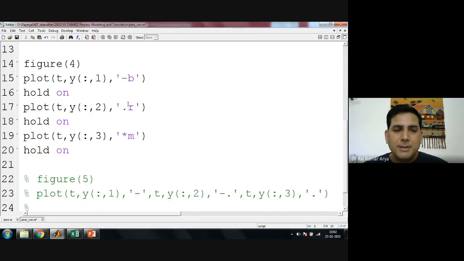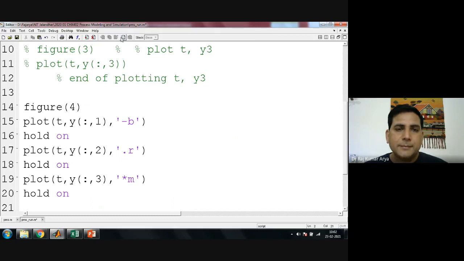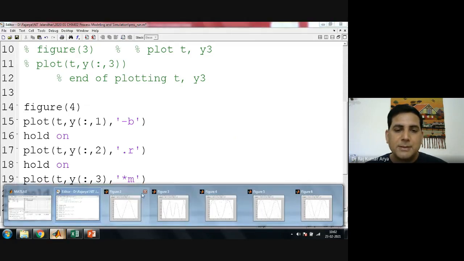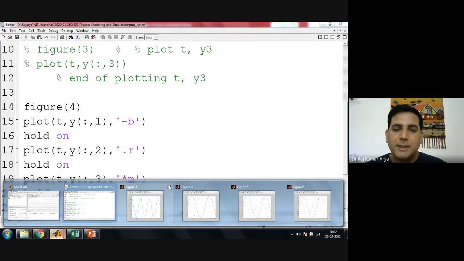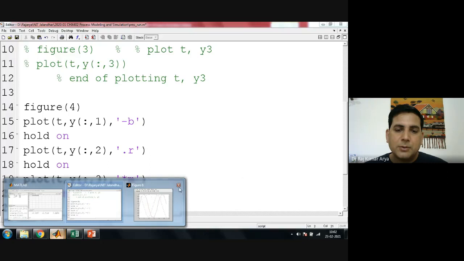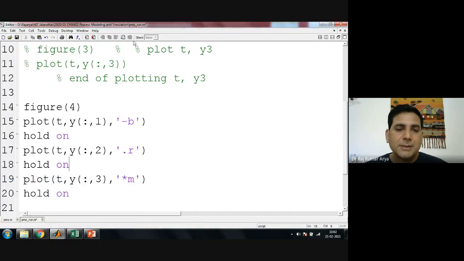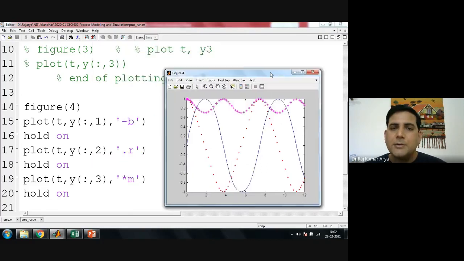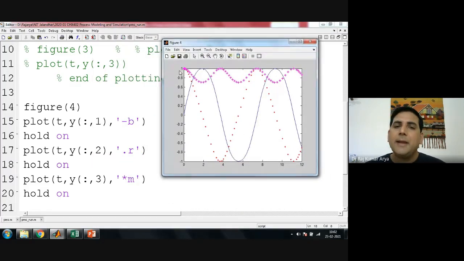So if you will see here, before that you can close all your figures because they may get overlapped. All previous figures must be closed. So if you run it, now you see we have not changed anything. Time is the same, 0 to 12 only.